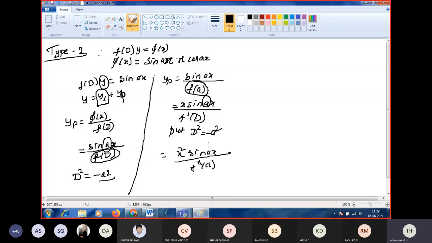Did you clear? The only change here is that there, we had the e power ax form, the standard form, in the RHS. Here the RHS should be a sin or cos term, sin ax or cos ax. Did you clear the method?